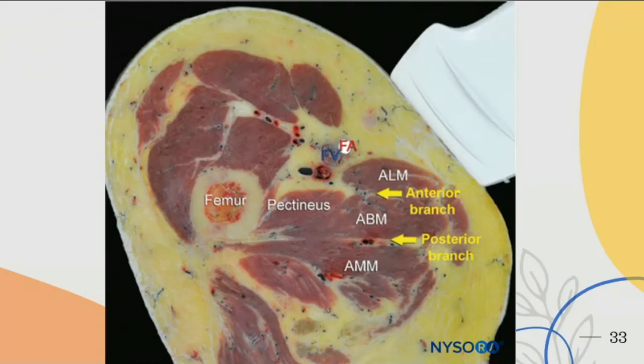If you can identify the nerve, that's the best. But if you cannot, usually we aim to deposit the LA around the fascia plane. Then the posterior branch will be somewhere in between the fascia plane of the adductor brevis and adductor magnus. So same thing, we aim for the fascia plane block.